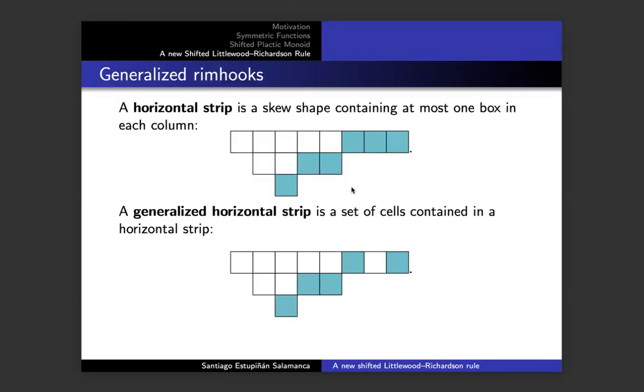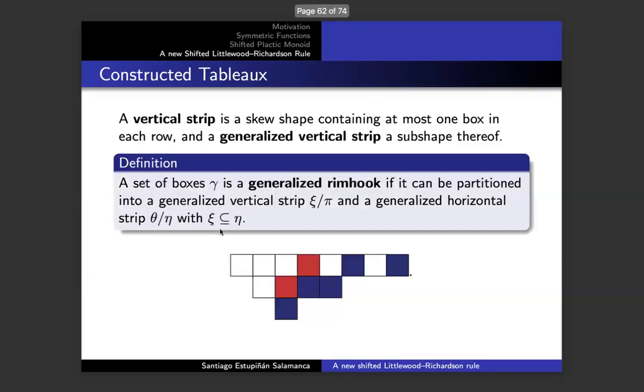So first of all, a horizontal strip is a skew shape containing at most one box in each column. And a generalized horizontal strip is basically a subset of cells of a horizontal strip. And the vertical strips are defined similarly, as well as generalized vertical strips. Once I have these notions in place, I define a generalized rim hook as a set of boxes that can be partitioned into a generalized vertical strip and a generalized horizontal strip. In this case, the vertical part is shown in red, the horizontal part is shown in blue.